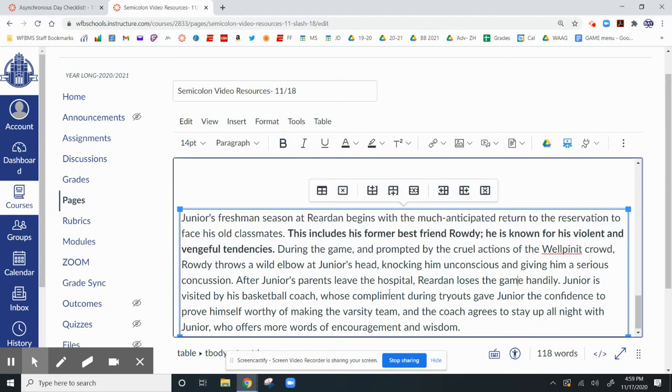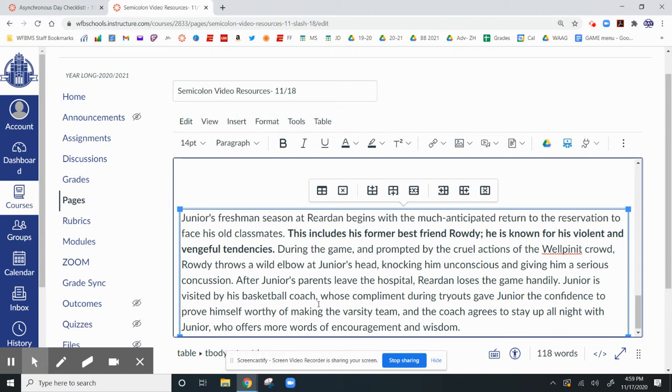Let's look for one more because I have to do 2 for my essay. You will have to do 2 as well. During the game and prompted by the cruel actions of the well-penned crowd, Rowdy throws a wild elbow at Junior's head, knocking him unconscious and giving him a serious concussion. After Junior's parents leave the hospital, Riordan loses the game handily.